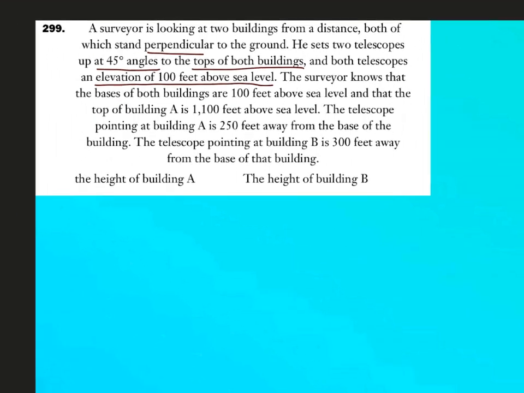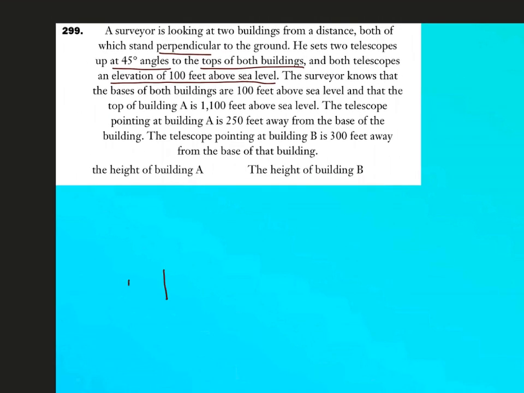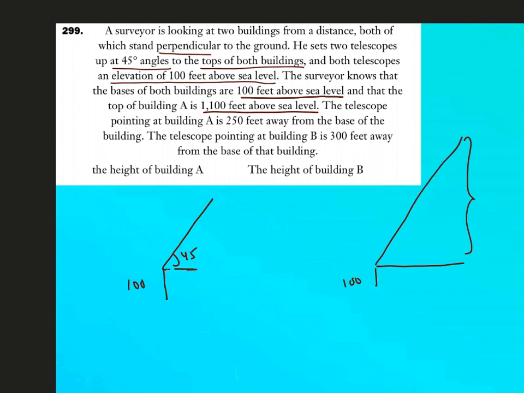above the sea level. So basically there are two buildings and there's a telescope which is 100 feet above the sea level. The telescope is here with angle 45 for both buildings. Now both buildings are above 100 feet above sea level and building A is 1100 above sea level. So basically if I make a diagram for building A, this is 100. So this portion is 1000 and this angle is 45 because the total height above the sea level is 1100, out of which this is 100, hence this is 1000.